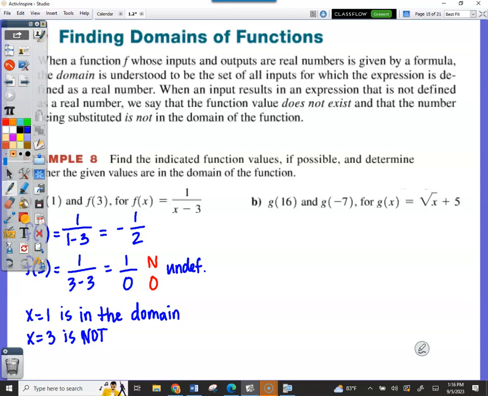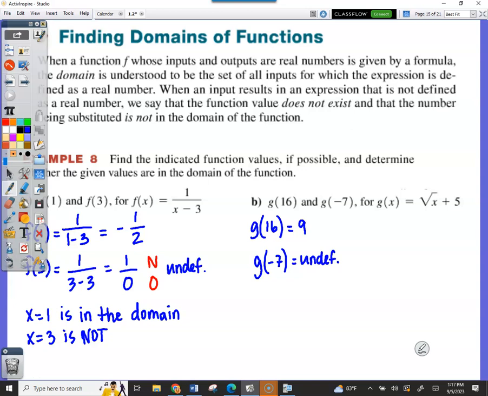Now do B. What did you get when you plugged 16 in? You get 9? What do you get when you plug -7 in? You get undefined. Undefined is the more appropriate way to say doesn't exist.